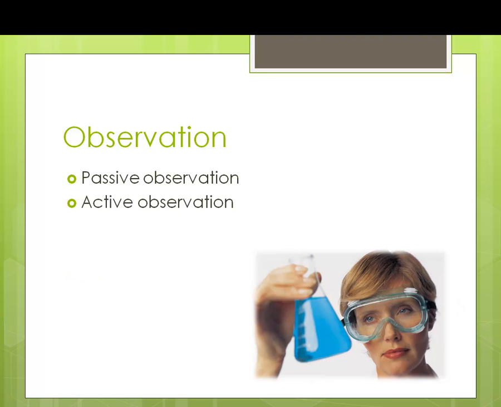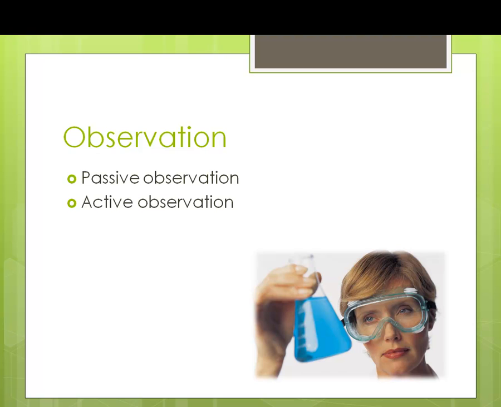Observation is a great way to elicit requirements. You can do passive observation or active. Passive observation, sometimes called just shadowing, would be you would go and follow this chemist around, and you wouldn't interact with her, you wouldn't ask her questions, you would just observe the work she's doing.